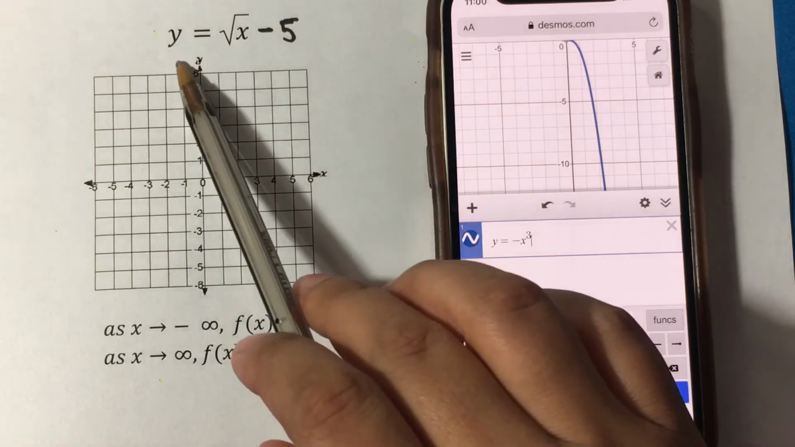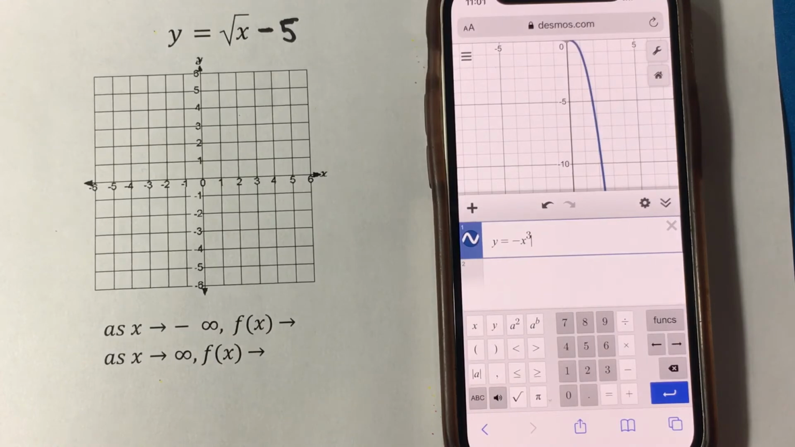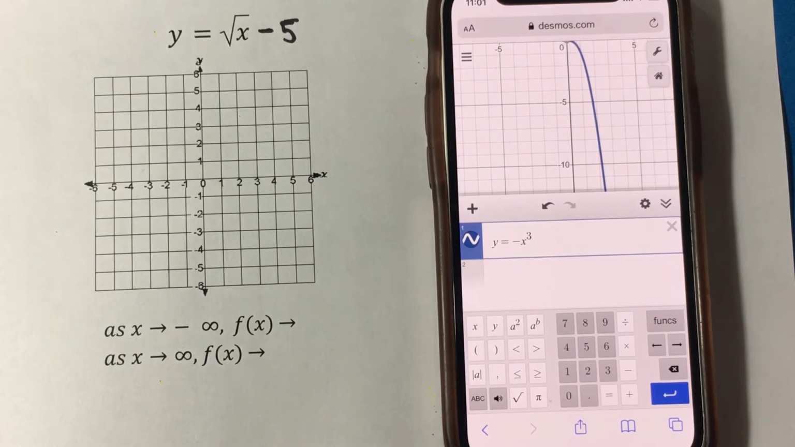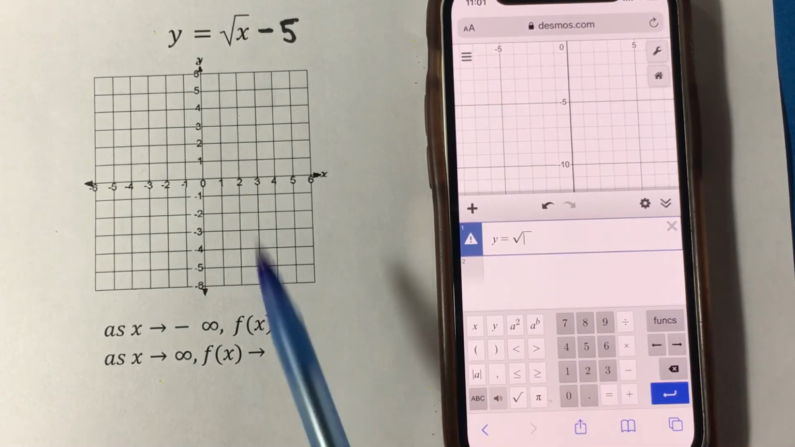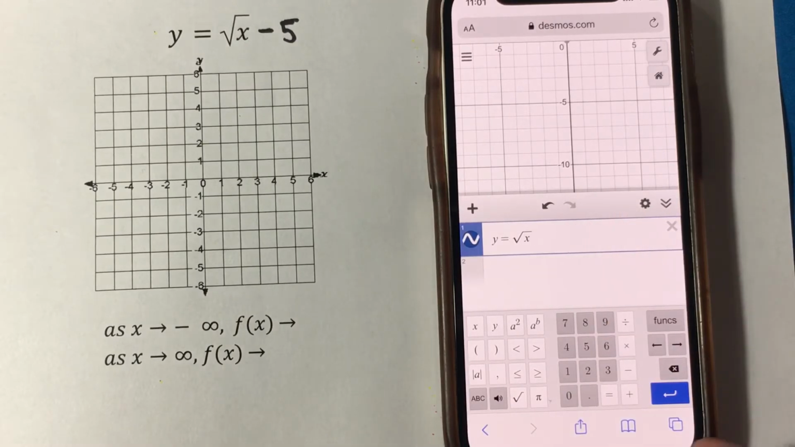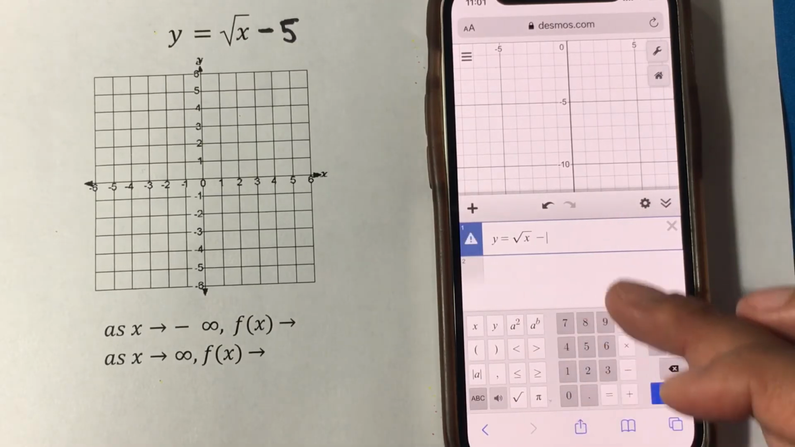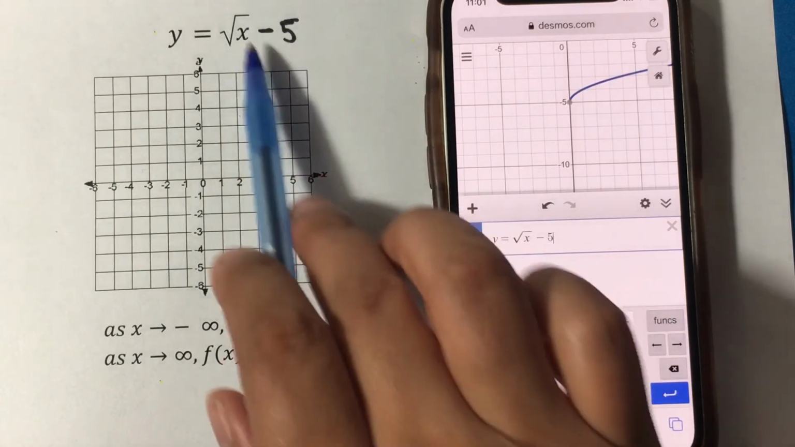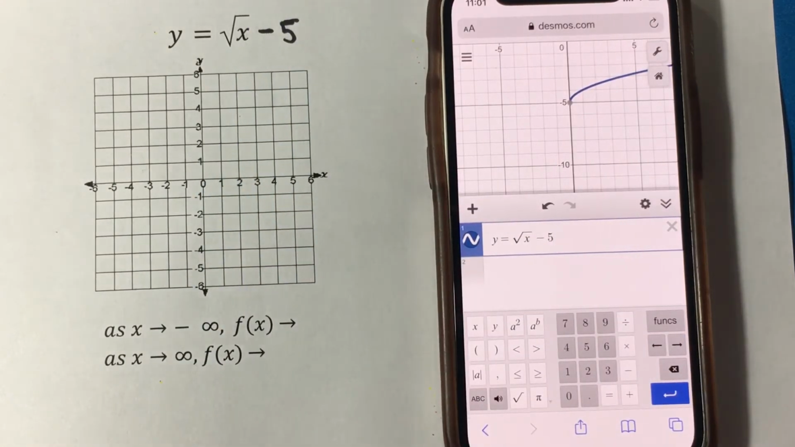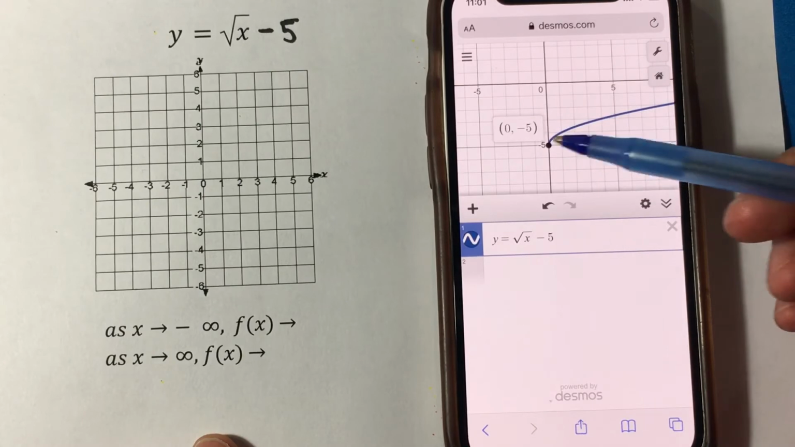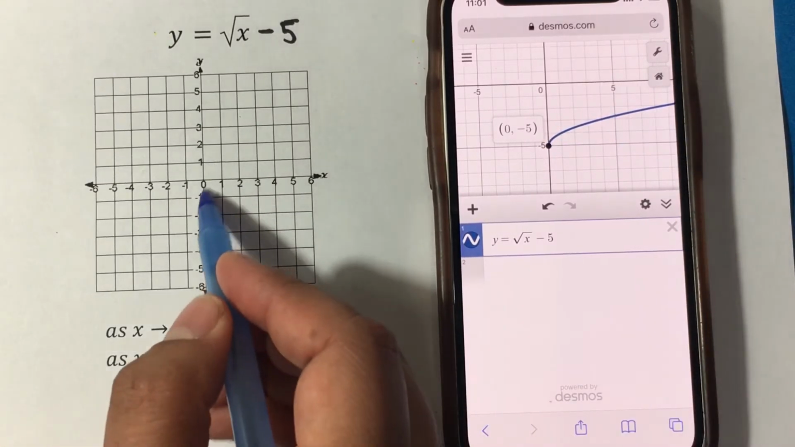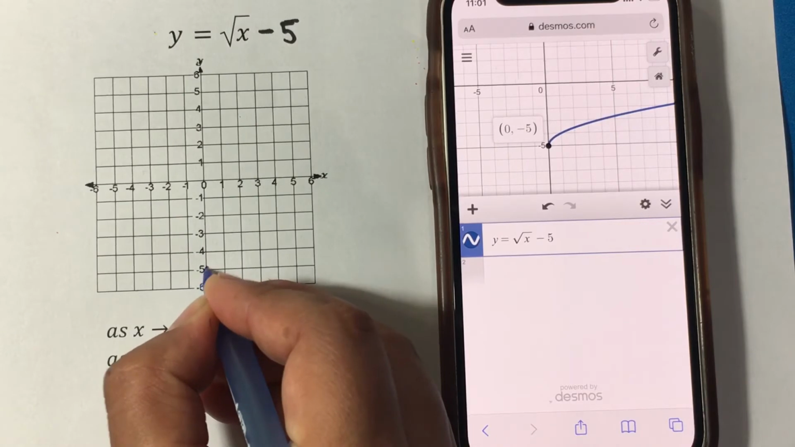Okay, and for the next one, we have y equals square root of x minus 5. The square root is right here, so let's go back to erase it. You just go back in here. And so y equals, the square root is this one right here, and you put x, click in here with your finger, and put minus 5. It has to be outside of the square root, otherwise it's going to give you something different, okay? So notice how our graph shifted down to (0, negative 5). So that's where we're going to graph this, at (0, negative 5).